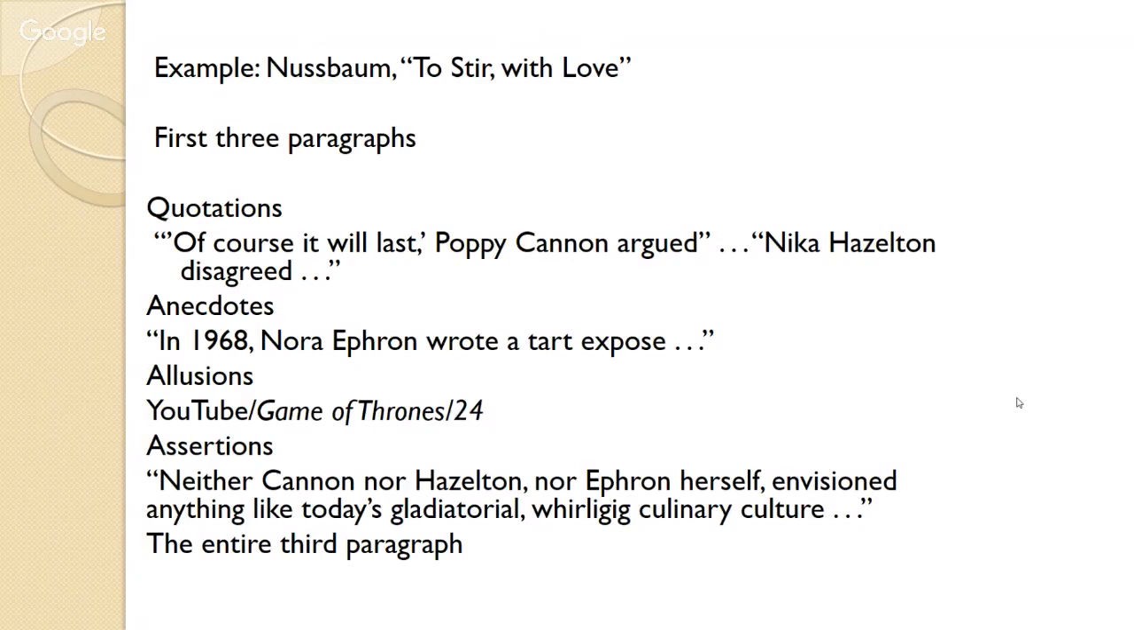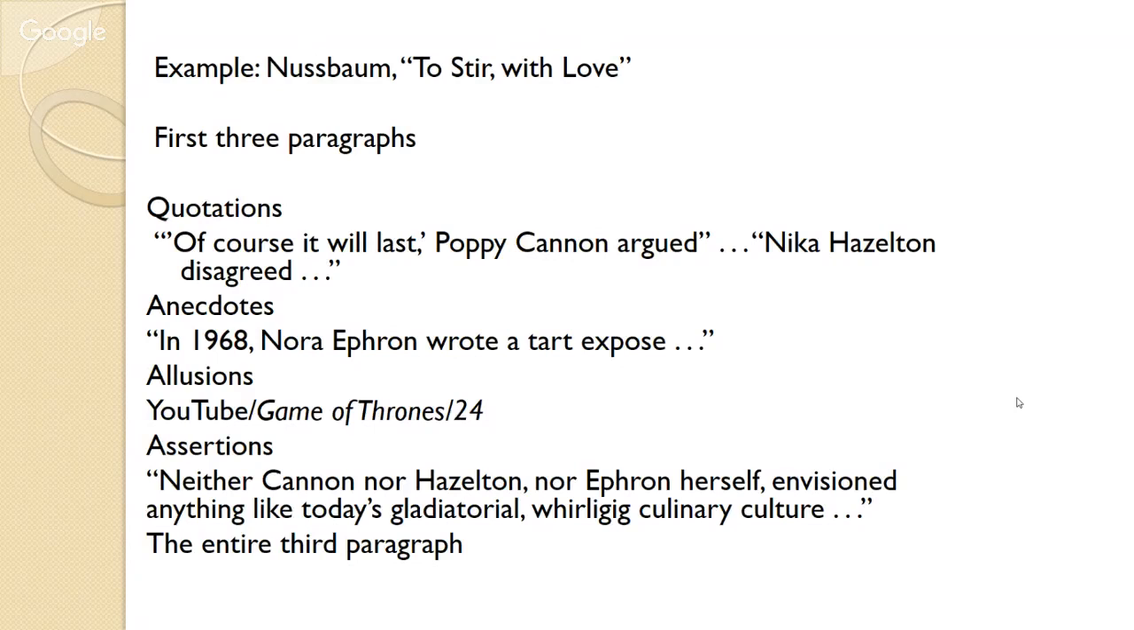She begins that first paragraph with an anecdote. In 1968, Nora Ephron wrote a tart expose of New York's backbiting food establishment. So she tells this little story of the writer Nora Ephron going into New York in the 1960s and examining food culture there and what it was like. She uses that to set up her subject that she's going to be analyzing, which is the way that food culture on television has changed. So it helps to illustrate her point.